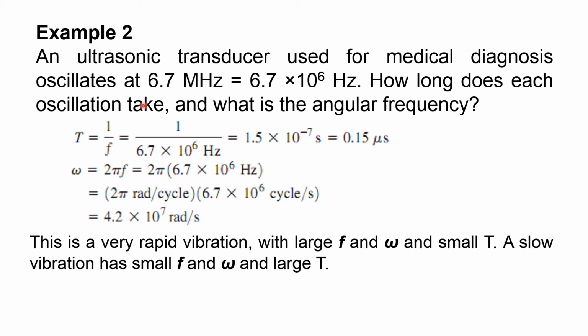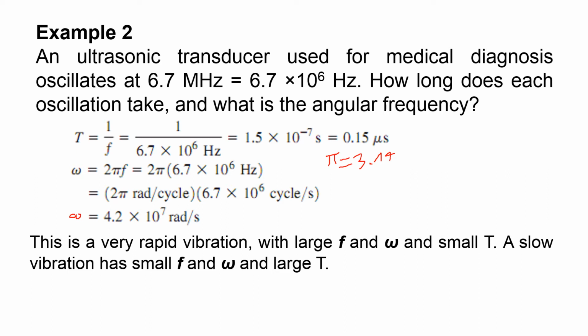We are asked to determine the period T. The period is equal to the inverse of the frequency. So this is equal to 1 divided by 6.7 times 10 to the power 6 Hertz, which is equal to 1.5 times 10 to the power minus 7 seconds. And the angular frequency equals 2 pi f, where pi is equal to 3.14. Then we obtain that the angular frequency omega equals 4.2 times 10 to the power 7 radian per second.